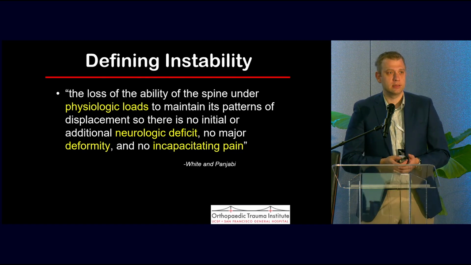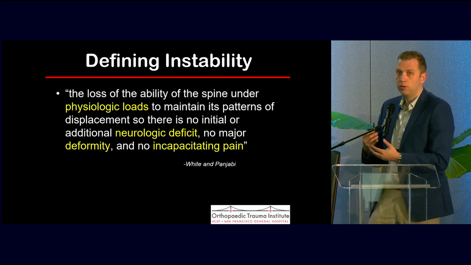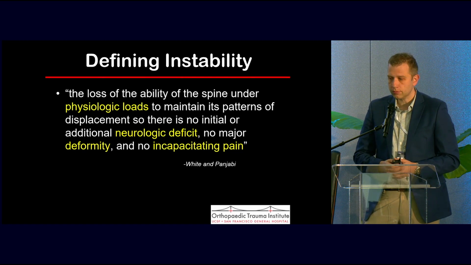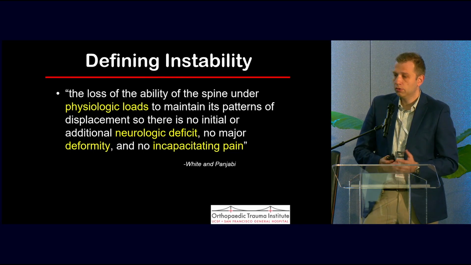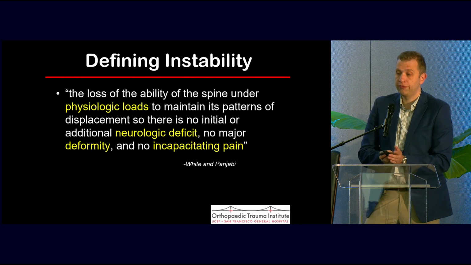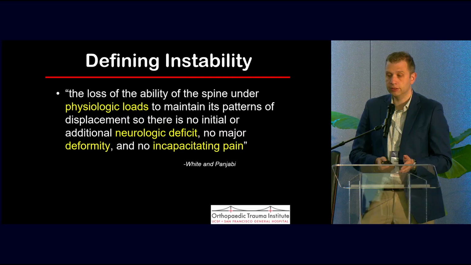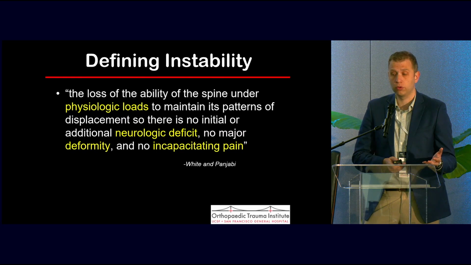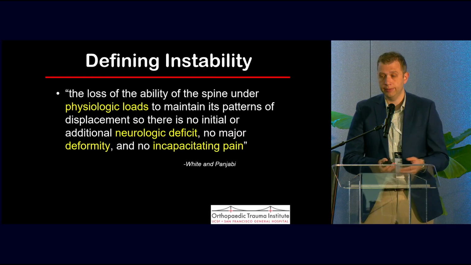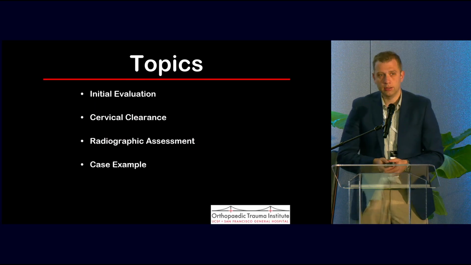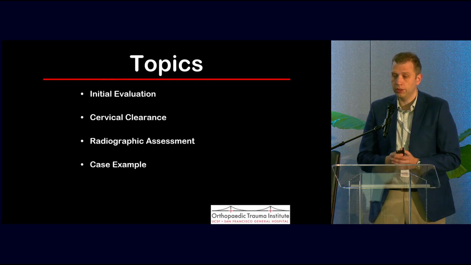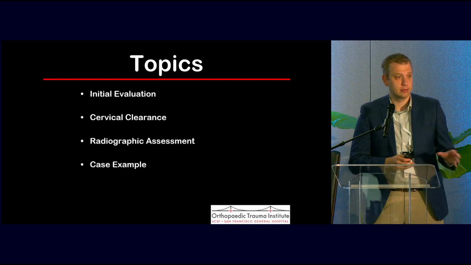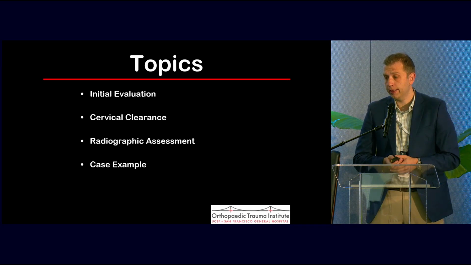So what is instability in the spine? I like quoting this White and Panjabi quote, which is the loss of the ability of the spine under physiologic loads to maintain its pattern of displacement, so there's no initial or additional neurological deficits, no major deformity, and no incapacitating pain. And so I'll cover an initial evaluation, cervical clearance, radiographic assessment, as well as the different fracture types and a case example.